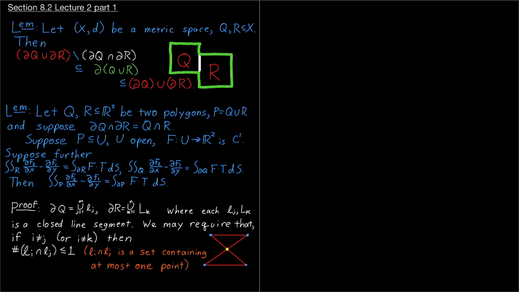And if i is not equal to k, then we require the same thing of the edges of R. What did we say about our polygons Q and R? We said that they intersect only at the boundary. And the boundary is this union, so we can distribute the unions.